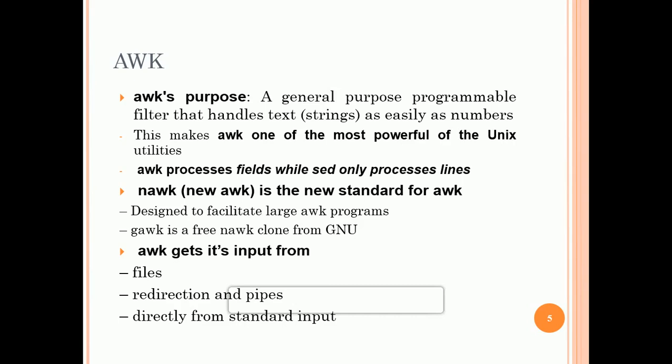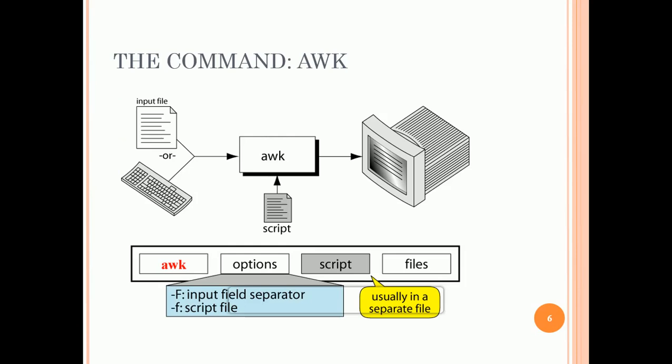New awk, or NAWK, is the new standard for awk which is designed to facilitate large awk programs, whereas GAWK is a free NAWK clone from GNU. Whenever we want to use awk, we can get the input from files, through input redirection and pipes, or directly from the standard input also.